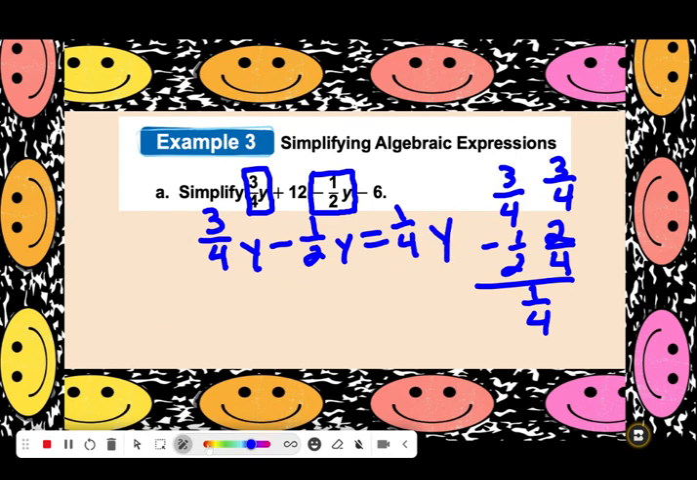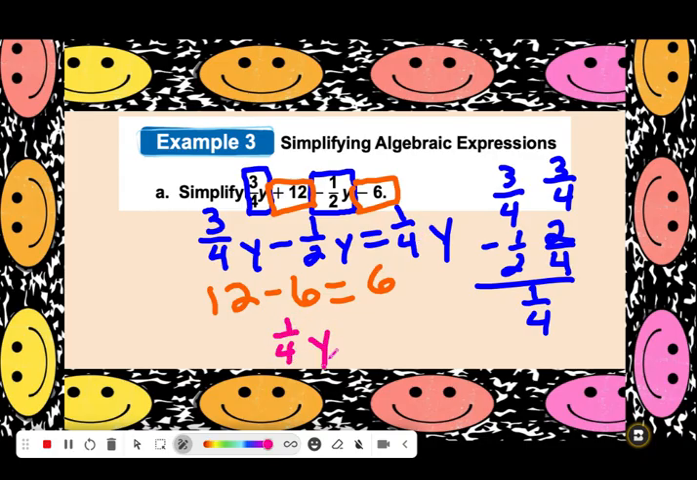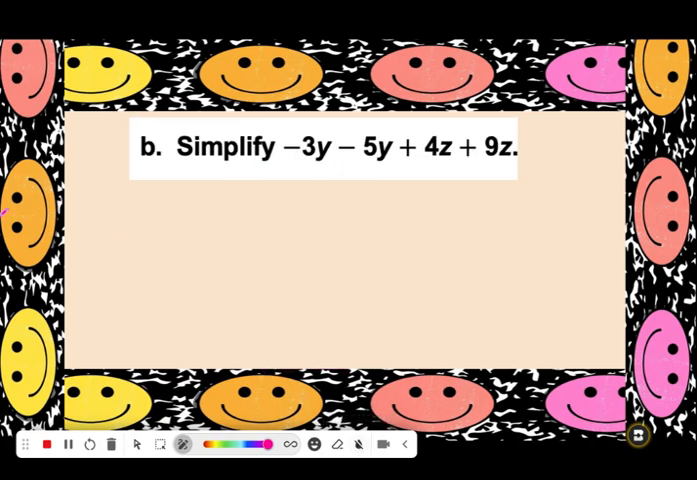Now I'm just going to change my color. Look at our constants. We have 12 minus 6. 12 minus 6, we know, is 6. So our whole answer is 1/4 y plus 6. This would be our answer. We combined our like terms. Good work. Let's try another one.